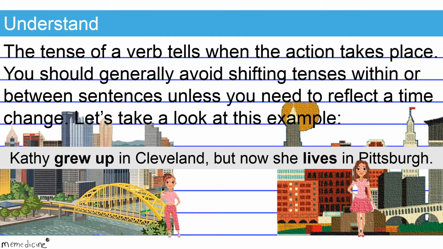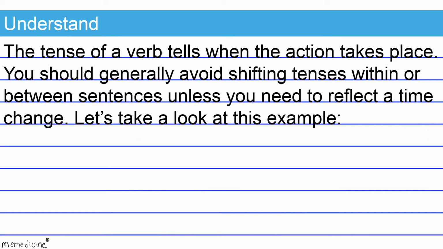We shift from Kathy's younger years as indicated by the verb phrase grew up, and then to her present adult self with the verb lives. As I previously stated, this shift in tense is appropriate. Or check out this second example.